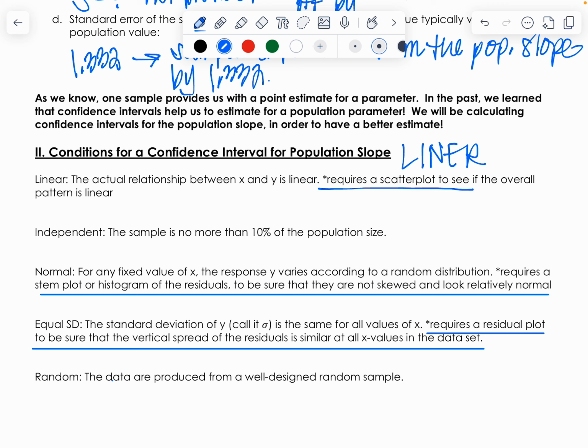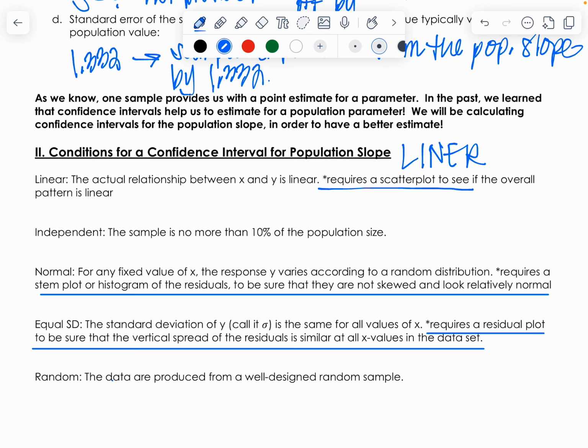And then the last one, random. The data are produced from a random sample. So we know independent, we know random, those are easy. Then linear requires a scatter plot of the data. Normal requires a stem plot or histogram of the residuals to make sure your residuals are symmetric and normally distributed, let's say.